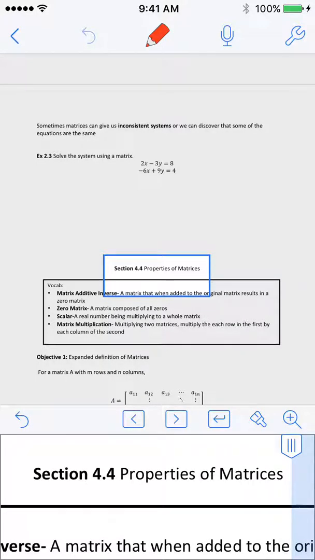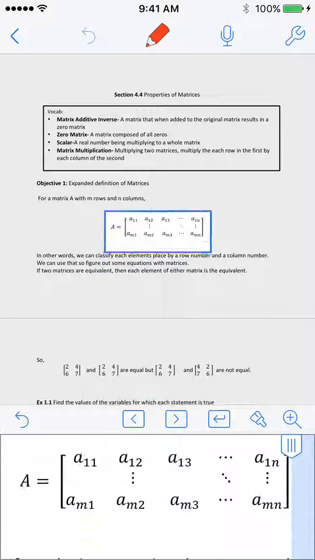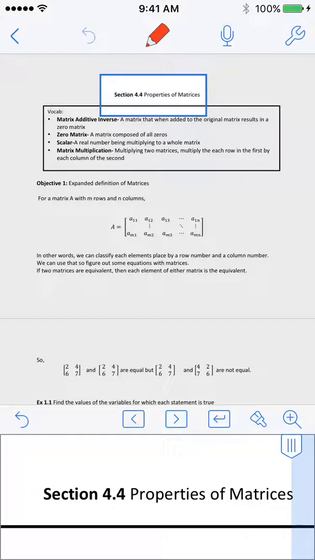Alrighty, 4.4. 4.4 notes, properties of matrices. So, we've got properties of matrices here. Let's talk a little bit more about what a matrix is, right? I told you we were going to be working with these a little bit more. We just saw in the last section that they can help us solve systems, which is still very, very important. But they actually do a lot more besides that. So let's talk about what they really are.